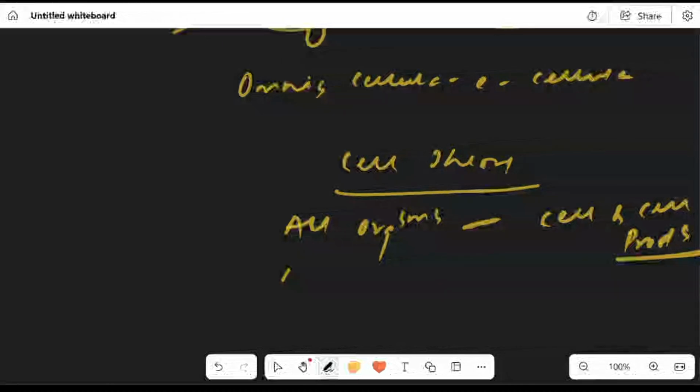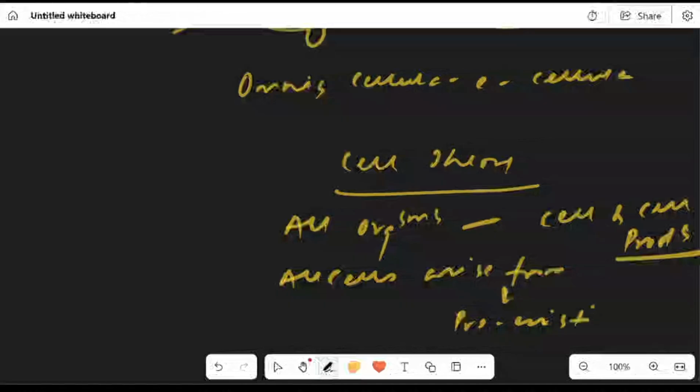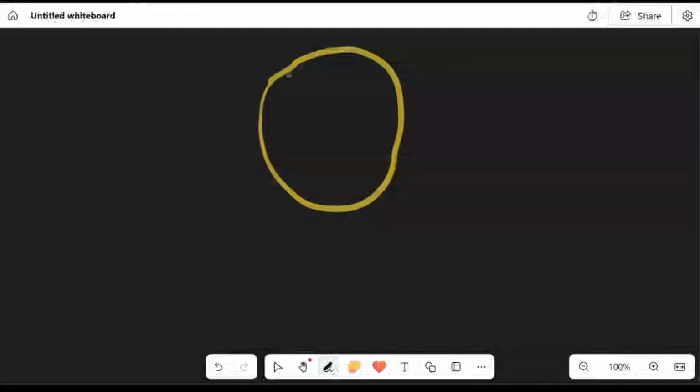And all cells arise from pre-existing cells. Now let us have an overview of the cell in particular.